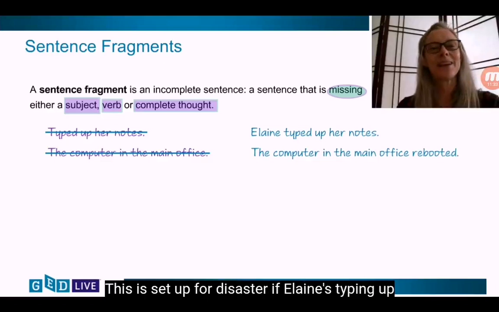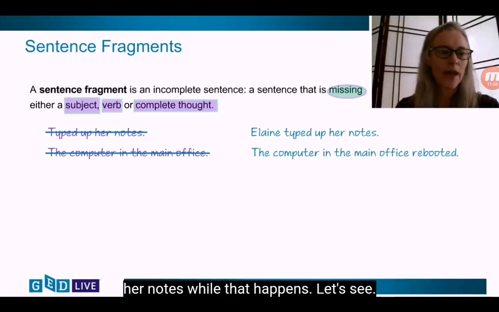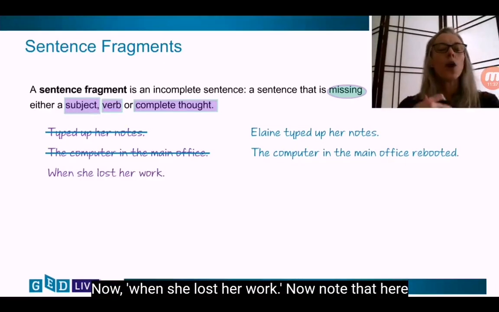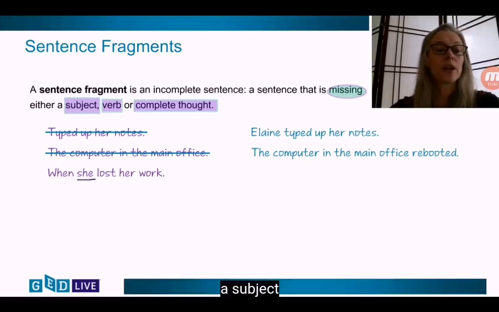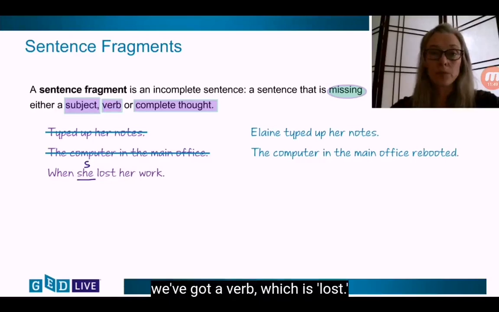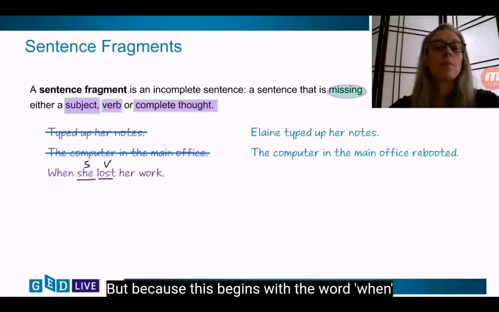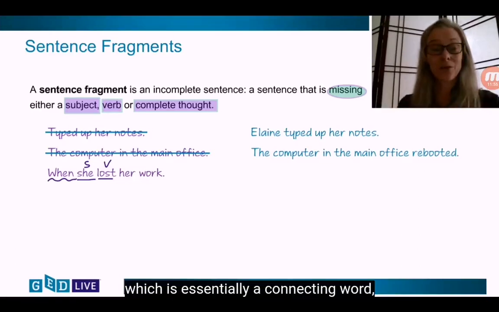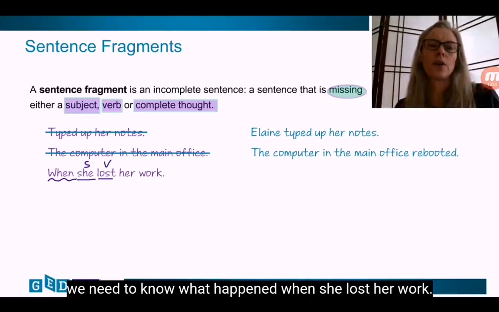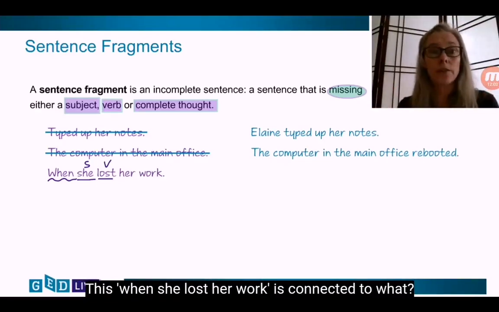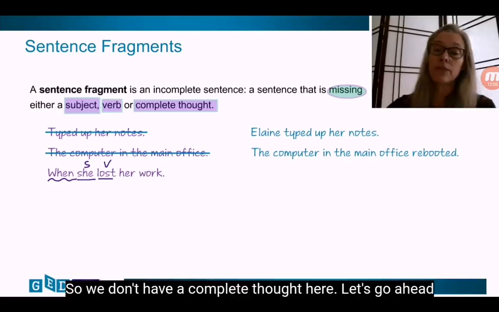Yikes. This is a setup for disaster if Elaine's typing up her notes while that happens. Let's see. Now, when she lost her work. Note that here, she is the subject of this clause, right? We've got a subject. We've got a verb, which is lost. But because this begins with the word when, which is essentially a connecting word, we need to know, well, what happened when she lost her work? This when she lost her work is connected to what, right? So we don't have a complete thought here.